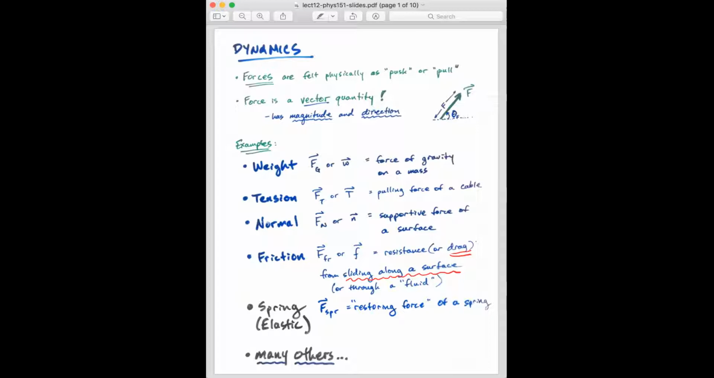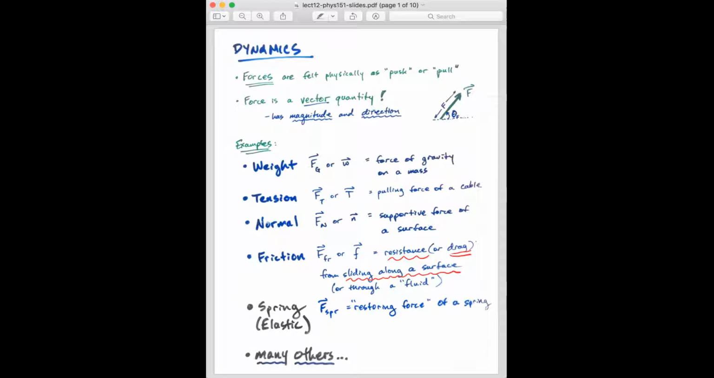But both sliding friction and drag, air drag or fluid drag, are resistive forces, meaning that they always oppose the direction of motion. So if an object is trying to slide or move to the right, then friction or drag force will just act to the left. It'll always be opposite the direction of the velocity vector.